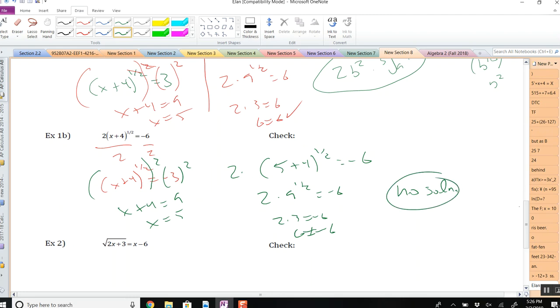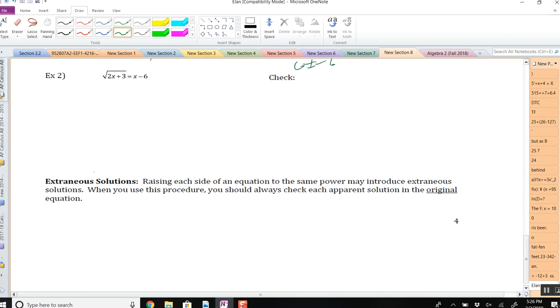And that gives rise to something that we see at the bottom here called extraneous solutions. When you raise each side of an equation to the same power, it may introduce extraneous solutions, something that won't work. Seems like it works, but it doesn't. A little deceiving. That's why you've got to check each side.